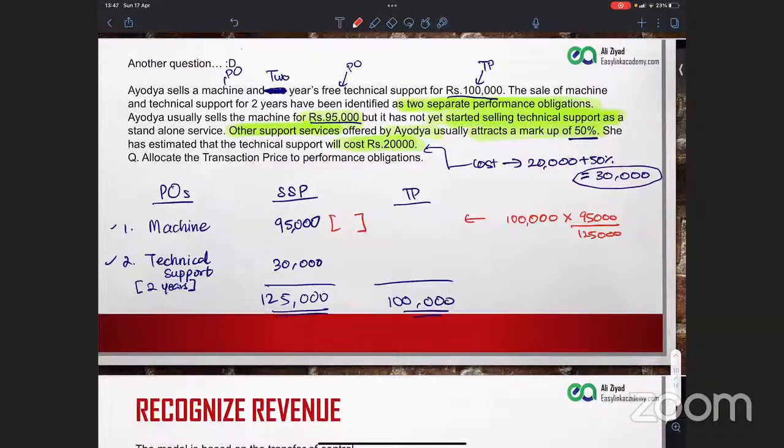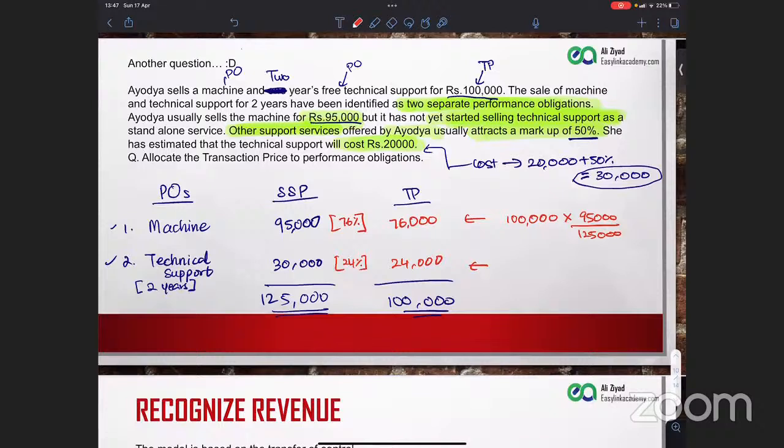Thanks, guys. 76%. Awesome. Okay, how many percent is this then? 24%, sir. Awesome. Right. So you have to multiply 24% of 100,000 and 76% of 100,000, which is 76,000.